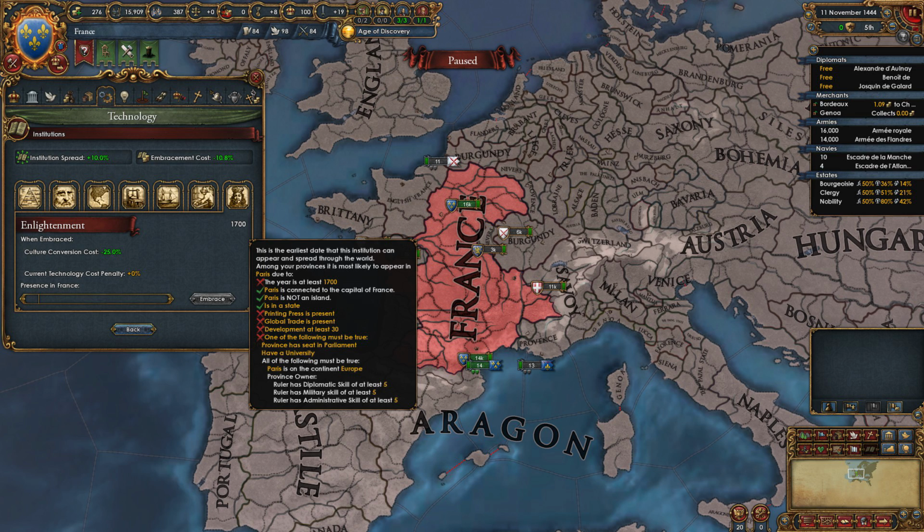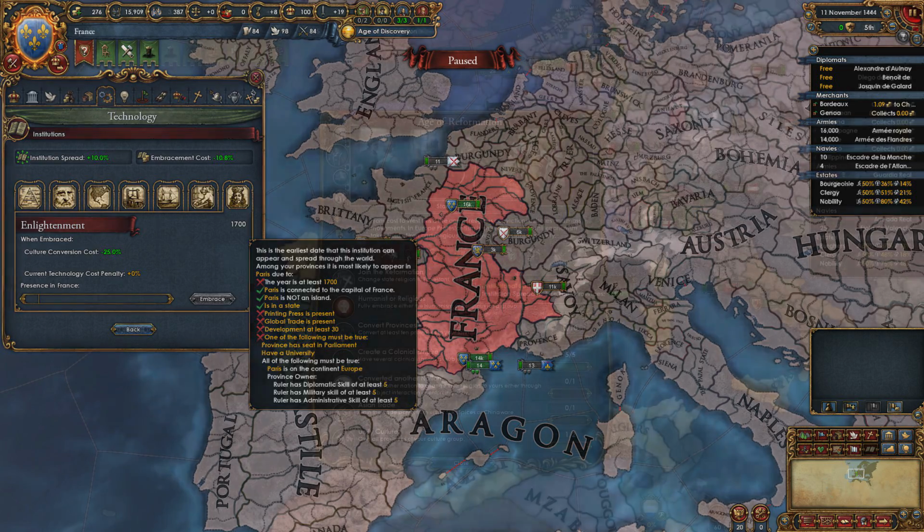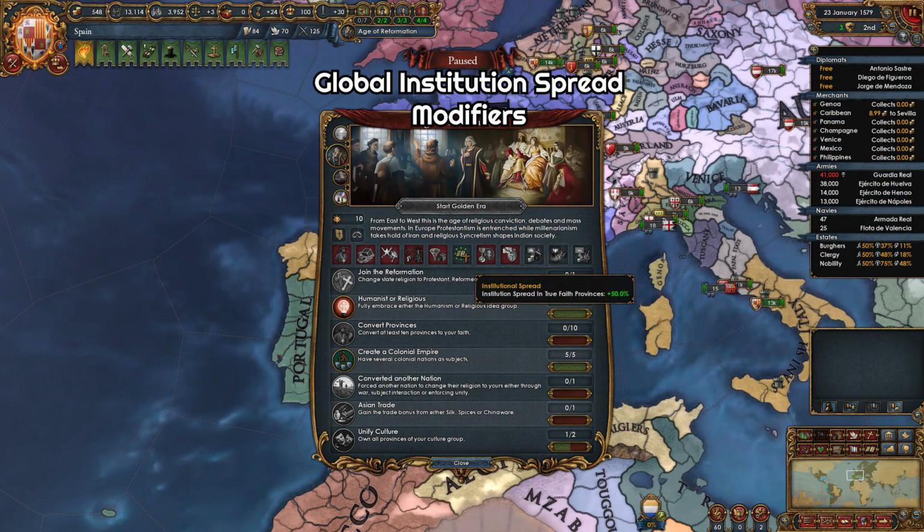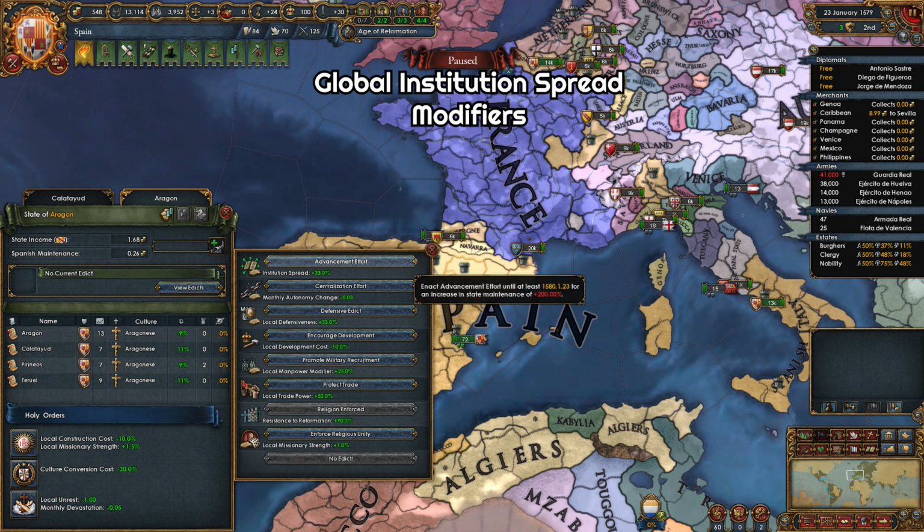One important thing to keep in mind are the global institution spread modifiers. They tend to kind of slip out of mind as we usually focus more on warfare and coring cost, but these modifiers are important as they help you embrace institutions faster and for less cost. The biggest modifier is the Age of Reformation ability. You can use it to spread both printing press and global trade faster. Just make sure you have a lot of true faith provinces. Also, don't forget to switch on the state edict once the province has the institution.